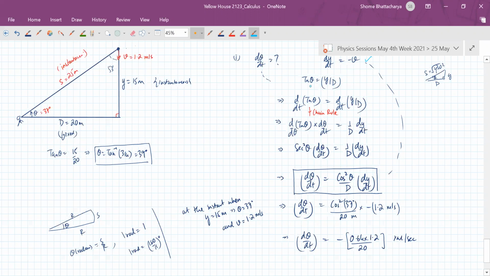So to find d theta by dt, the first thing I have to do is relate y with theta. So I use trigonometry. tan theta is equal to y by d. So I've got a relation between theta and y. Then I differentiate that so that I get a relation between d theta by dt and dy by dt. So ultimately my d theta by dt is cos square theta upon d into minus of v.